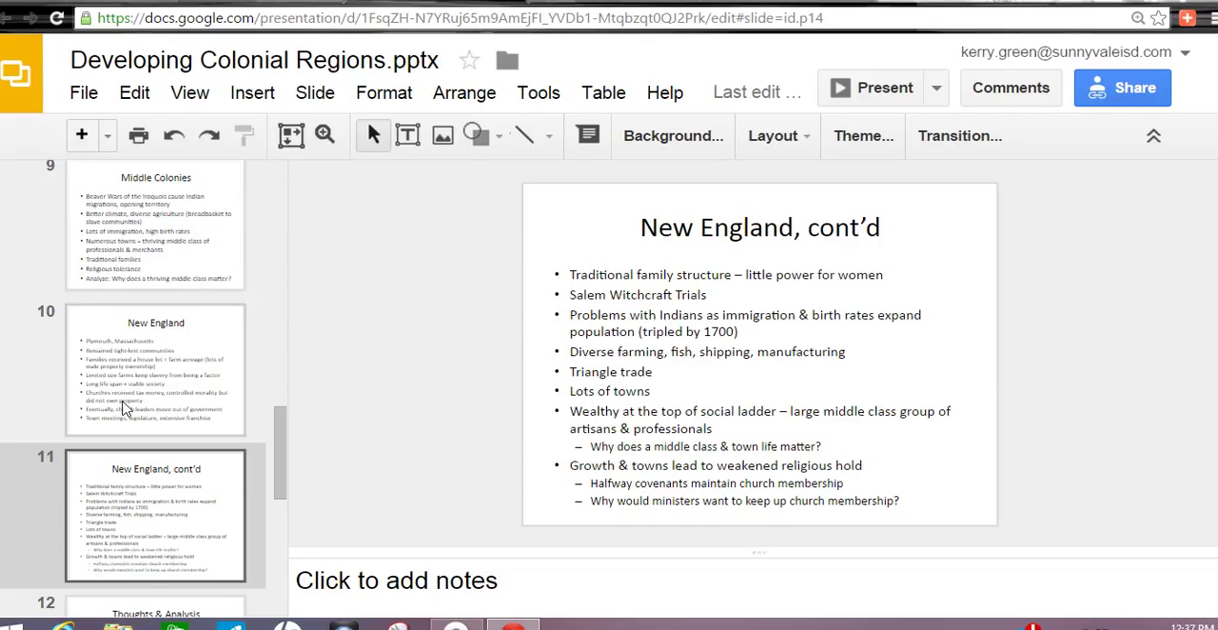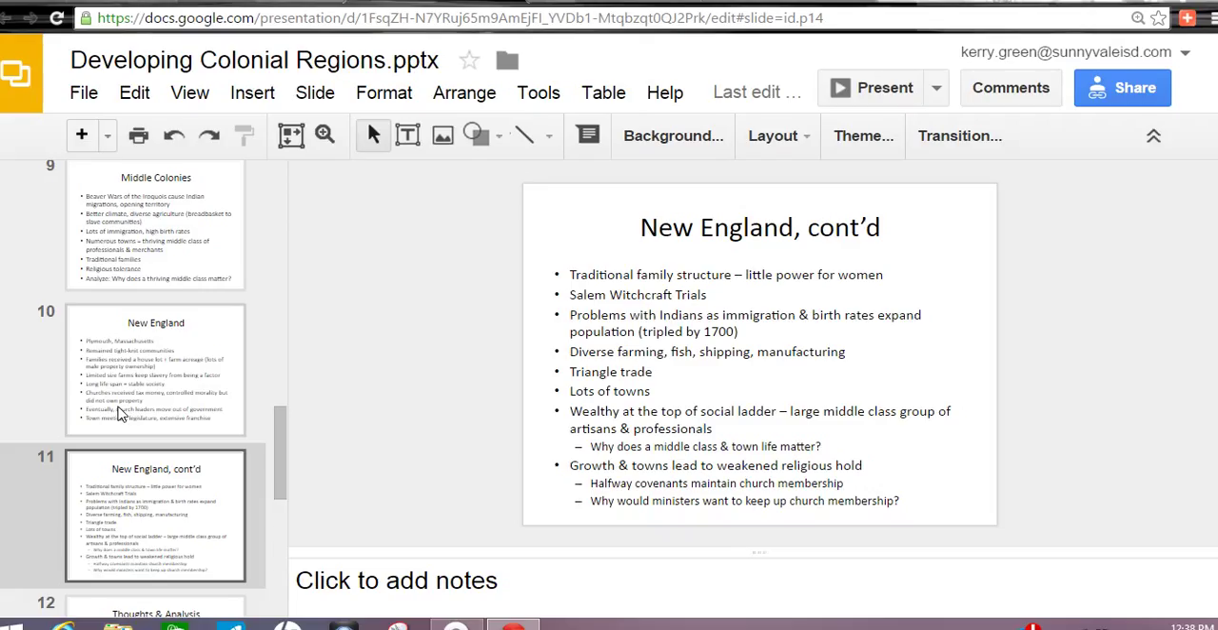Lots and lots of towns. Wealthy are at the top of the social ladder, but you still have a large group of artisans and professionals. And again, the prevalence of towns allows people to interact and communicate with each other. People can go to the tavern and get the local news. You're going to have the same literacy impact. You're going to have the same aspirational impact, all based around the middle class and the town.